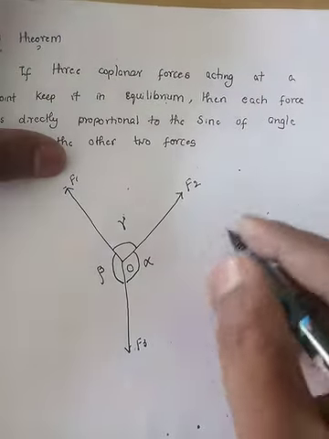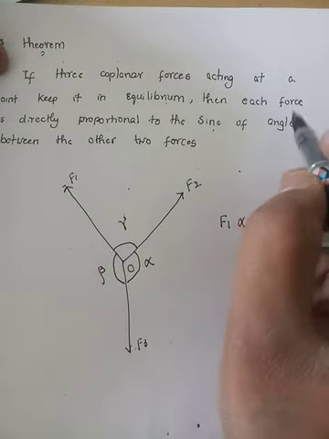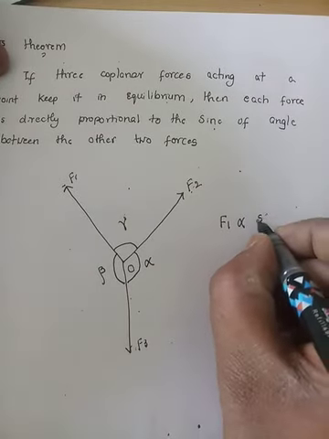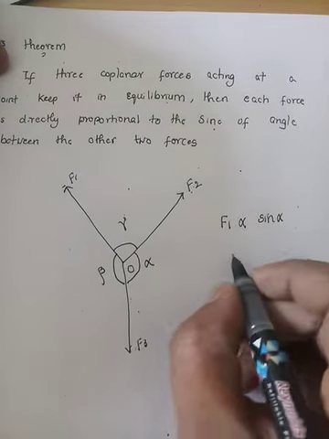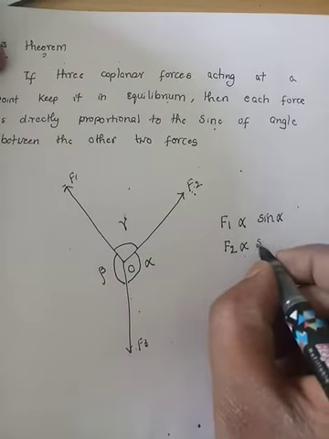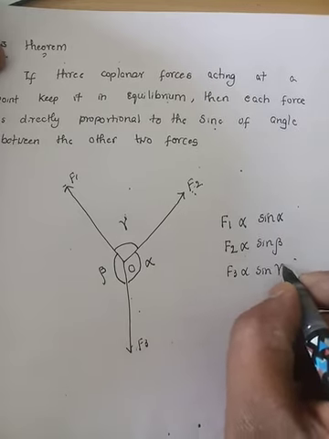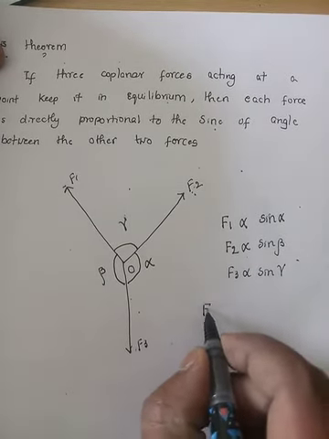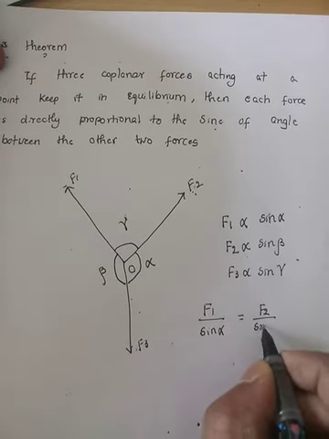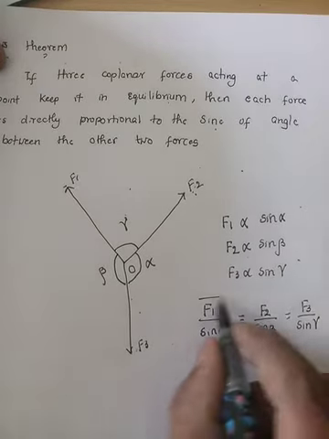Take F1. F1 is directly proportional to the sine of the angle between the other two forces. What is the angle between the two forces F2 and F3? Alpha. So we consider the sine of that angle, that is sine alpha. Next, in the same way, F2 is directly proportional to sine beta. F3 is directly proportional to sine gamma. So we can write this as F1 by sine alpha is equal to F2 by sine beta is equal to F3 by sine gamma.